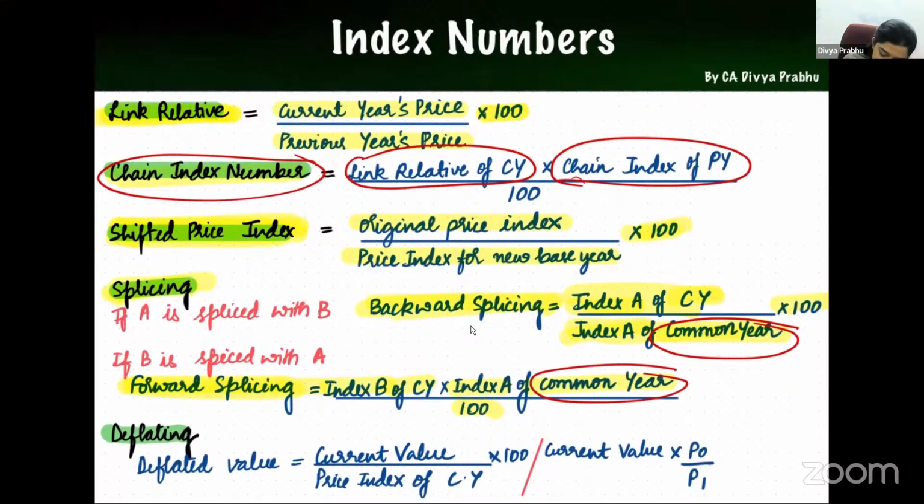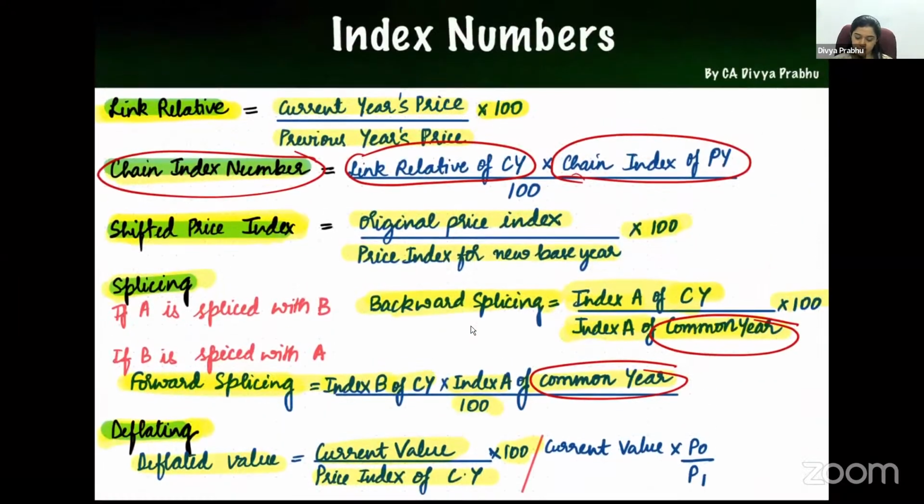Last we have is deflating. Deflating is basically what we call deflation. Inflation means when the prices are increasing. Likewise, if your value is reducing, we call it deflation. So deflated value, how to find this? Take the current year value as base, divided by the price index of the current year, into 100. Got it? This is another important formula of deflating.